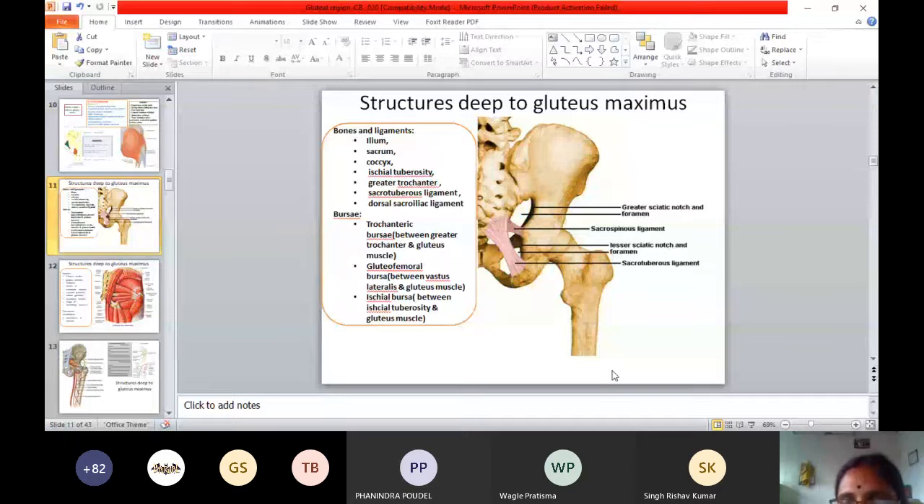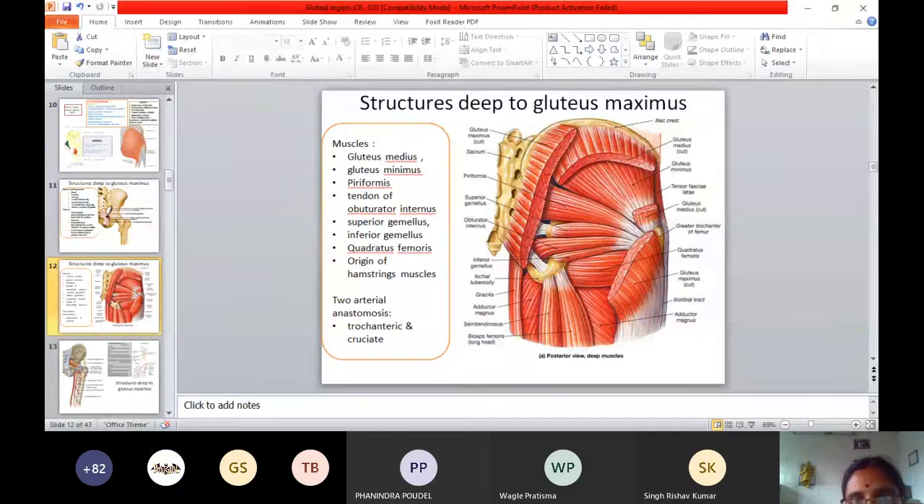You have studied the front of the thigh. On the lateral aspect there is a big muscle, vastus. Vastus means big. Vastus lateralis. So there is one bursa, the gluteofemoral. Another is the ischial bursa, between the ischial tuberosity and gluteus maximus.